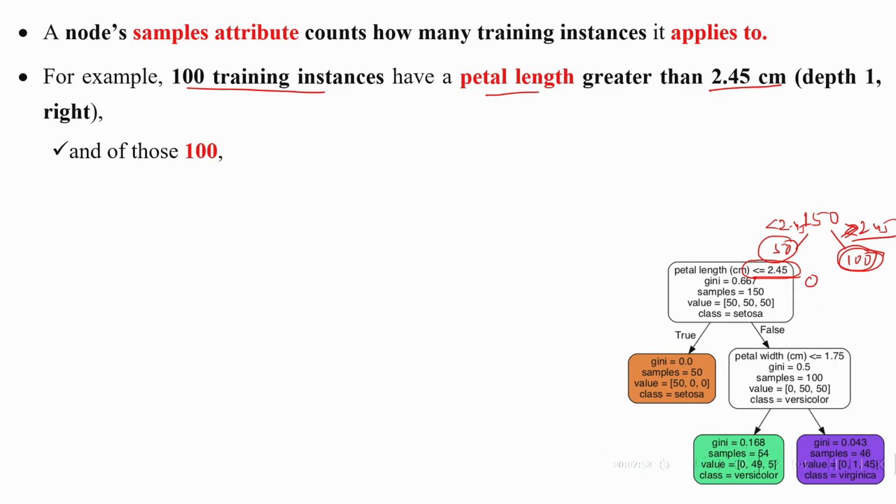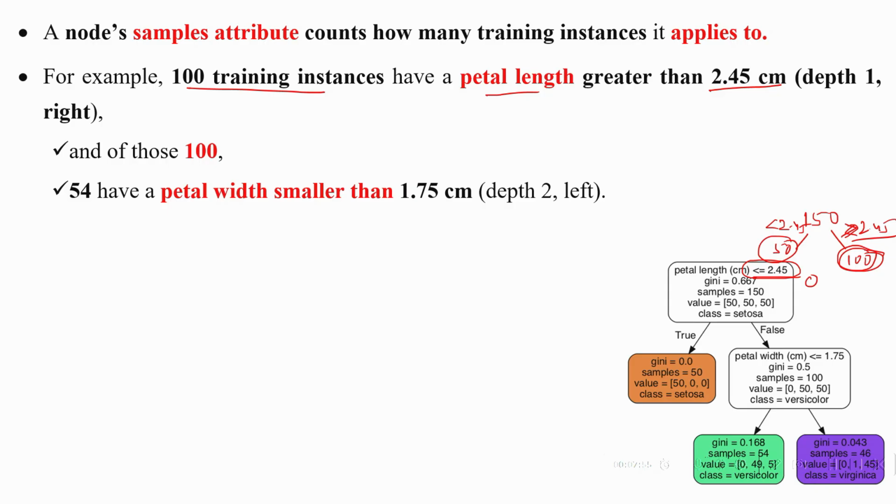Now out of these 100 elements, we check the other condition, that is, the petal width. Out of these 100 samples, 54 elements are less than the petal width of 1.75, and 46 elements are greater than the petal width of 1.75.